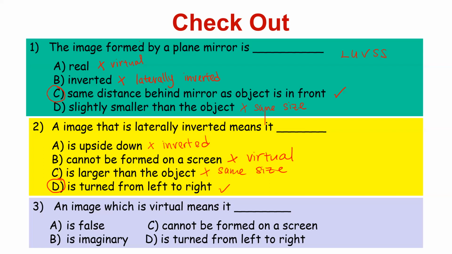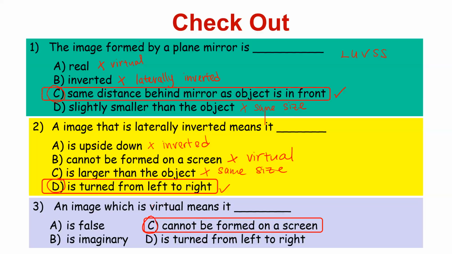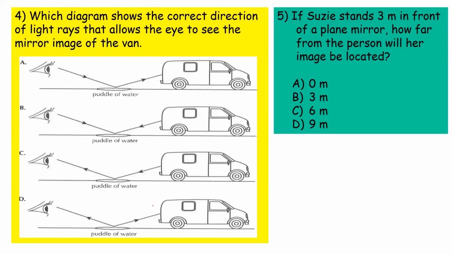Okay, next one, an image is virtual means that, okay, I don't want like it's not real, it's false, it's imaginary. Okay, the correct definition should be, it cannot be formed on a screen. Okay, so these are the correct answers. Okay, next question. You may pause the video again.